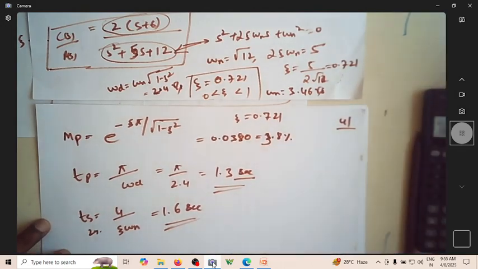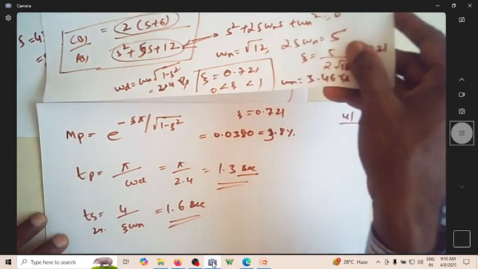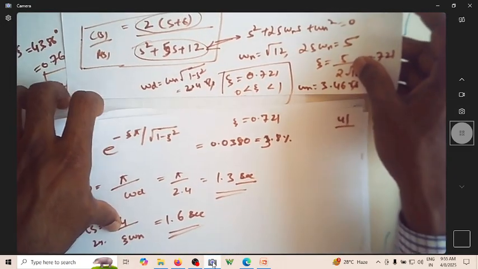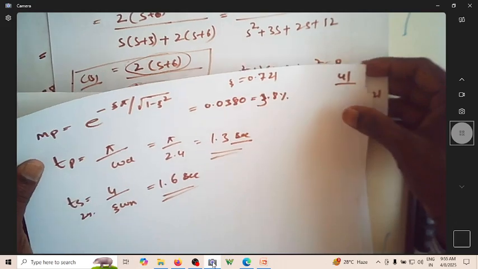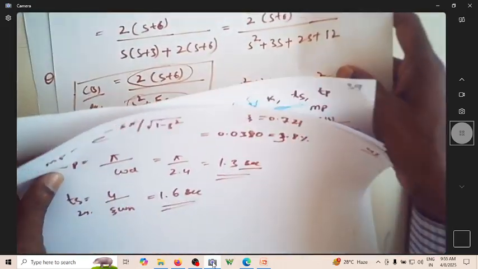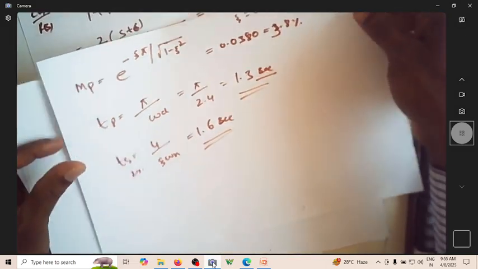This is how we can solve the problem, and that's how we are supposed to handle these problems. We'll see other problems in the next video. Please try to know the equations and relate them to the standard form of the second order transfer function, and then find the values of zeta and omega n so that you can easily find the required parameters. Thank you.